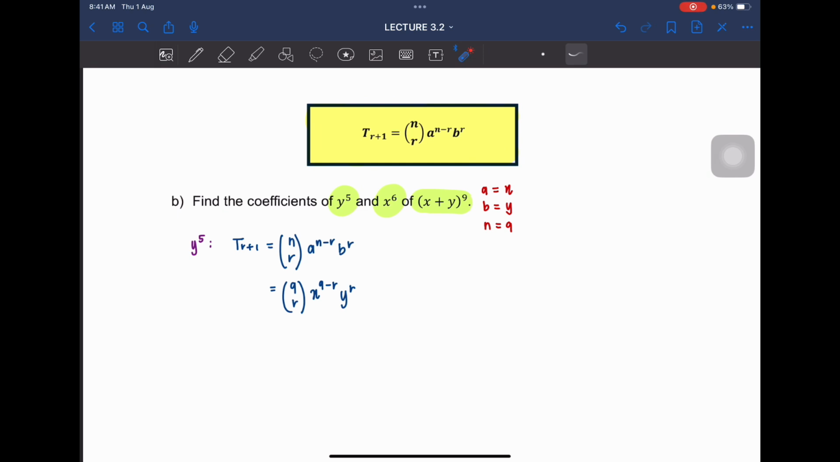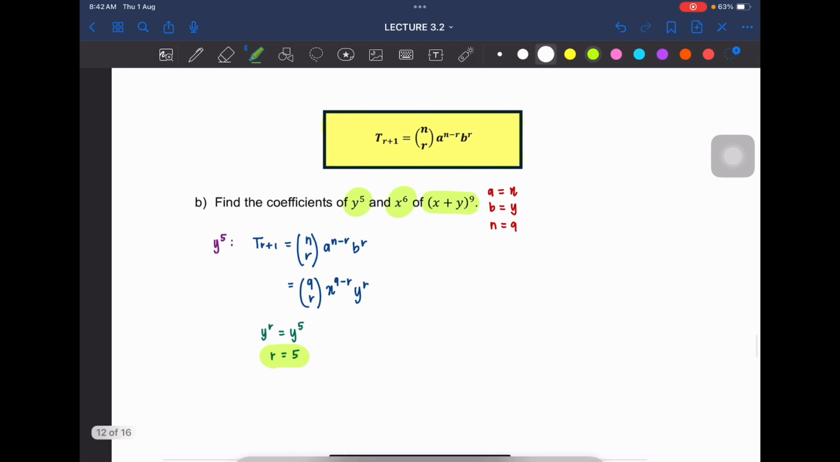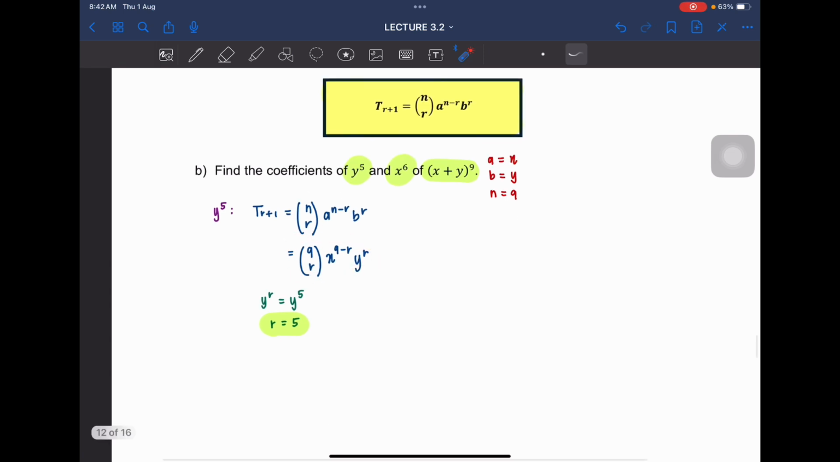Alright, so now we can compare. How do we compare it? We have y to the power of r over here, and we want y to the power of 5 in our term. So y to the power of r needs to become y to the power of 5, so r is actually equal to 5. So we know that when r is equal to 5, we get y to the power of 5 in our term. This is not your final answer yet, because they want the coefficient of y to the power of 5. A coefficient is any unknown or any number that is multiplied with the y to the power of 5, which is this one.